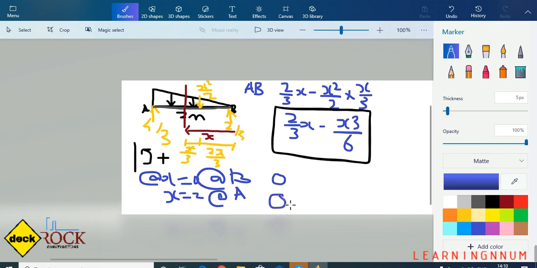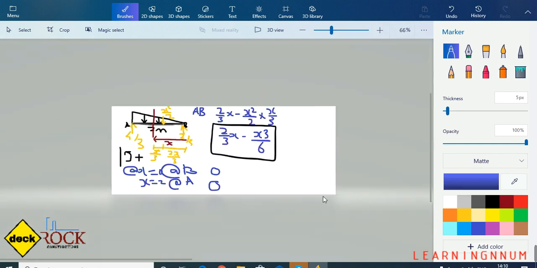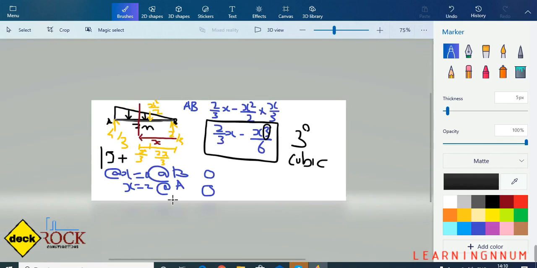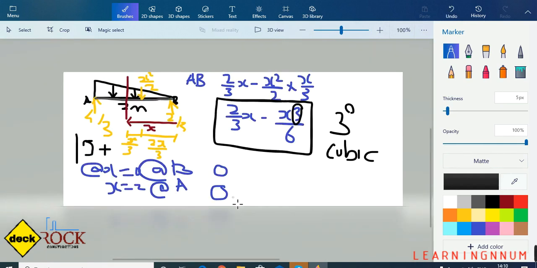And we forgot one thing, variation. Here the maximum power of x is cube, right? 3. So 3 means what? Variation would be a 3 degree curve. That means it's a cubic curve, right? So note down this. There is nothing to note actually. A and B bending moment is 0 and the variation is a cubic curve. So we have to select the cubic curve.